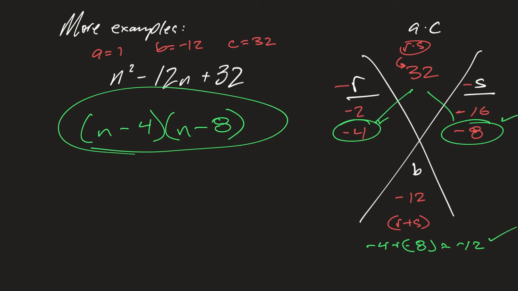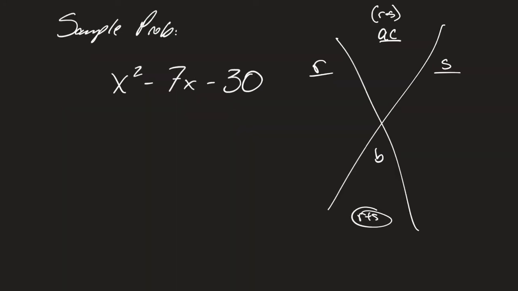These are the two factors, the two binomials that when I multiply them together, I get n squared minus 12n plus 32. Another sample problem, x squared minus 7x minus 30. So in this case, my middle term, b, is negative 7, but my constant, c, is also negative. Okay, a equals 1, b equals negative 7, c equals negative 30. So a times c is negative 30. 1 times negative 30 is negative 30.